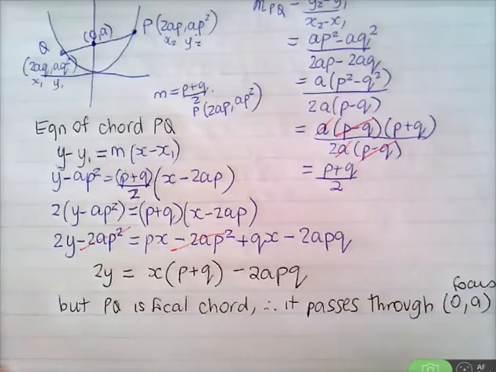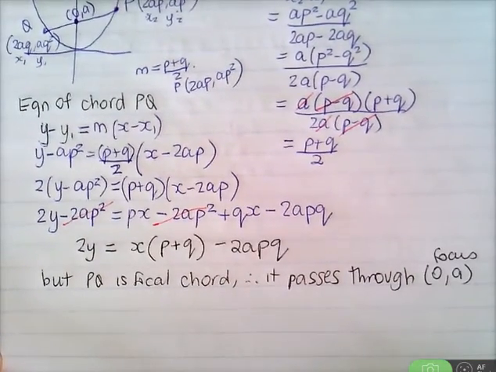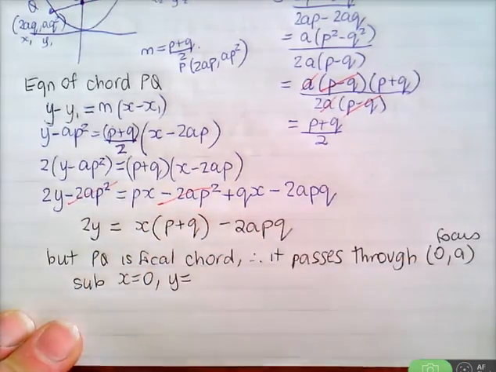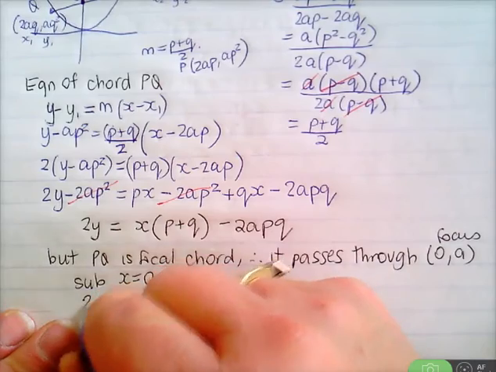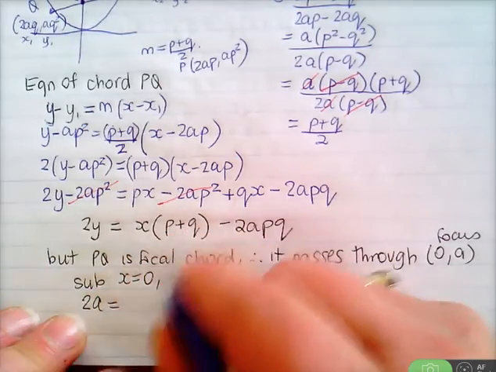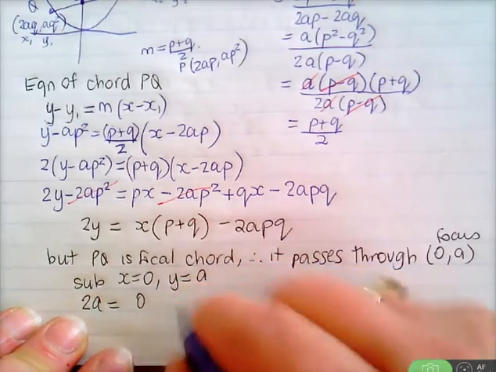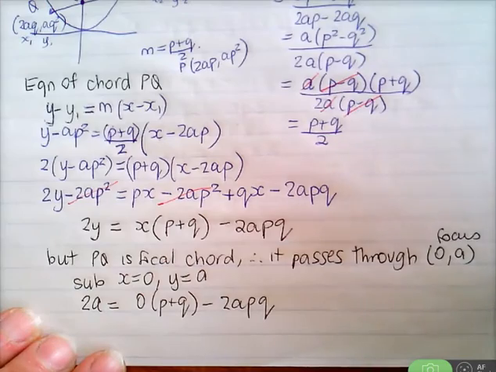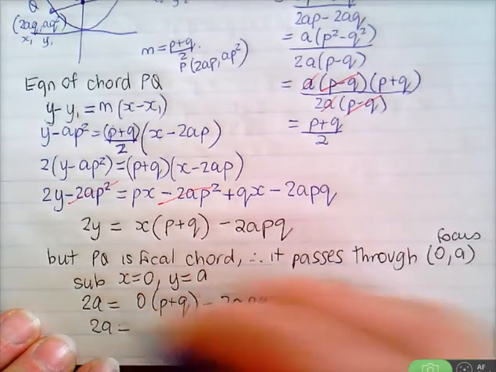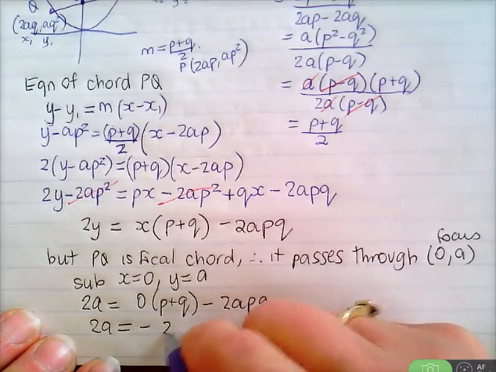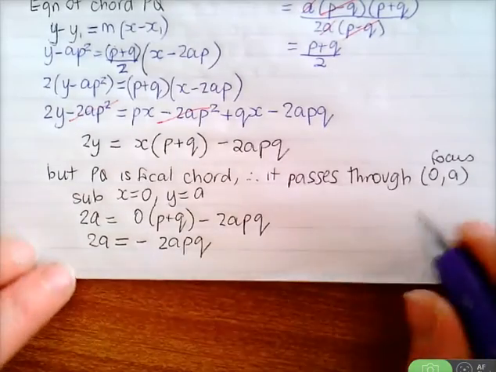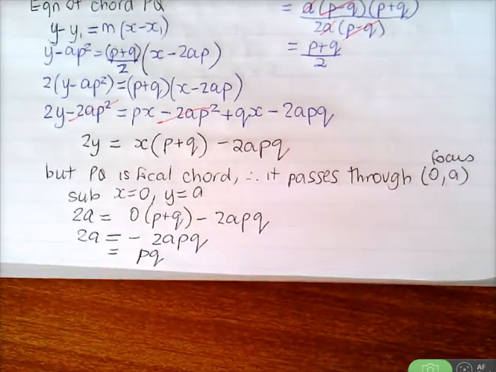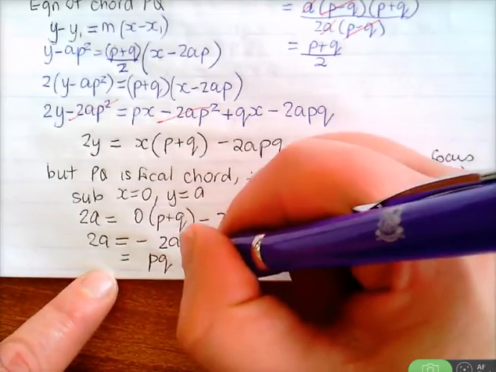So what are you going to do? When a point lies on the line, you substitute it into the line. So you're going to substitute x is 0, y is a into that. So you get 2 times a, and 0 times all of that is gone. 0 minus 2APQ. Right. I've got 2a equals minus 2APQ. What do you think we do? Let's keep PQ here. What are we doing with this? I'm dividing by negative 2a. Can you see that?